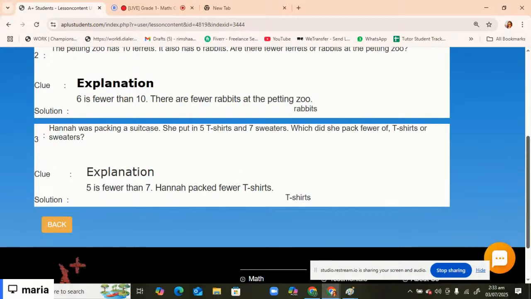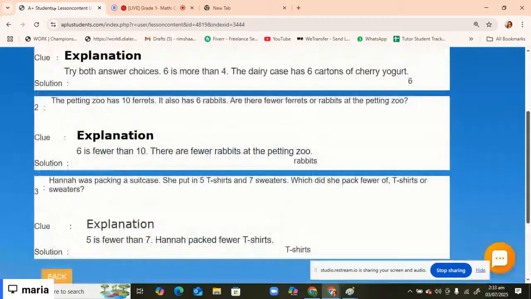T-shirts are 5 and sweaters are 7. So which is the fewer thing she basically packed? Very well done. T-shirts. Good.